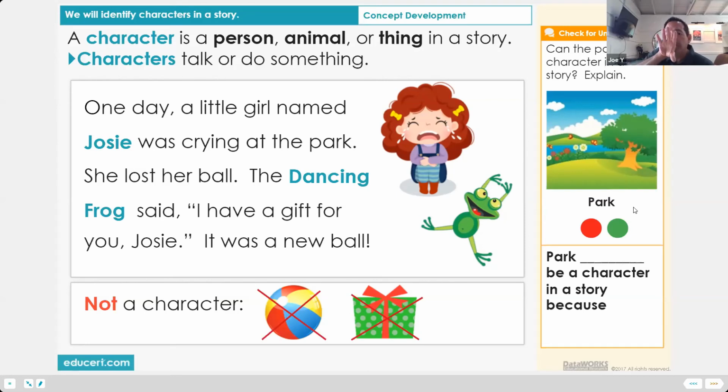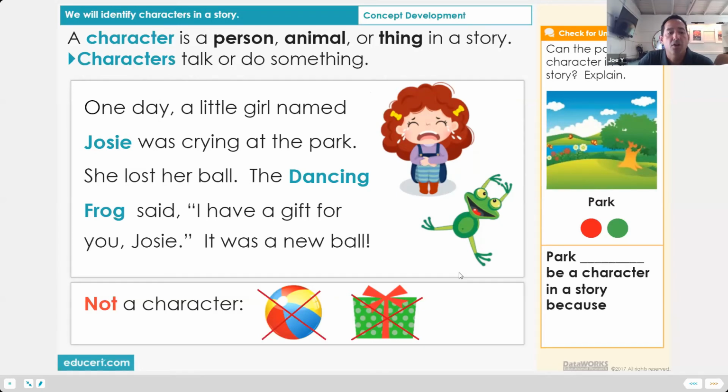And we're always prompting our students with the gesture. See how I continually go back to my gesture to support my students? That's a form of effective feedback. What else is the park not doing? The park is also not talking. Yes, it needs to talk or do something. Now, Stacy, what I'm doing is letting Maribel teach Stacy by echoing her answer.